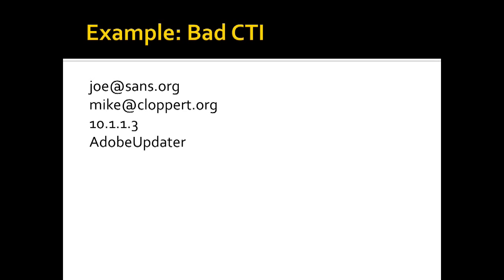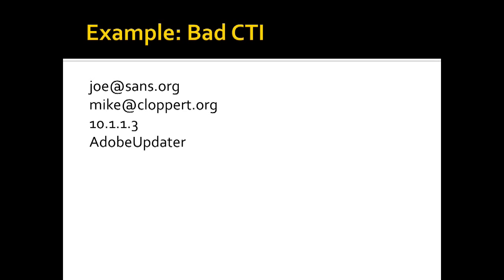So here's an example of bad cyber threat intelligence. We have 2 email addresses, an IP address. Let's pretend that's a publicly routable IP address. I just didn't want to make anybody guilty here. And a string that says Adobe Updater. I don't know what this means. Nobody knows what this means. Well, I know what it's going to mean because I wrote the slides.